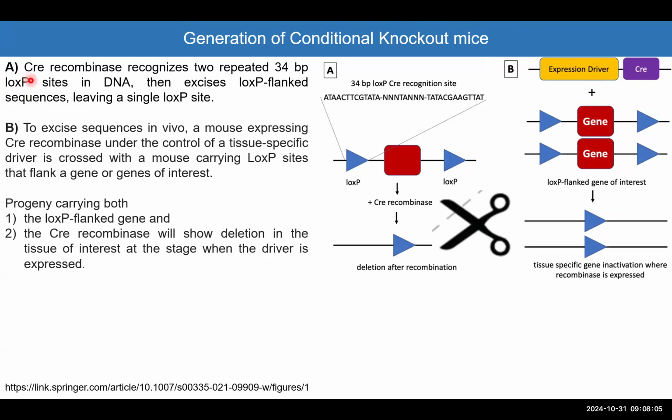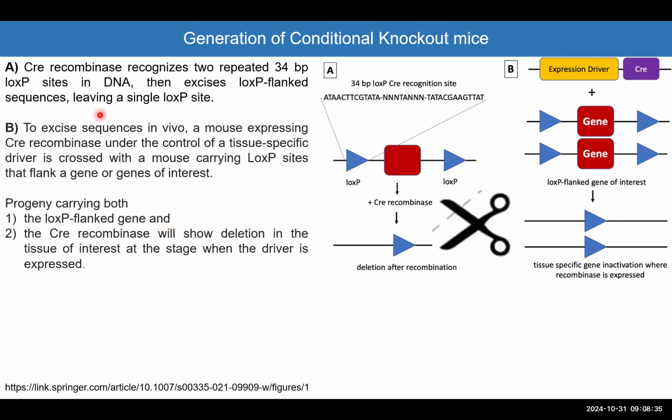So now the Cre recombinase recognizes 2 repeated 34 base pairs. And this is the sequence for the LoxP site. So the end product is that if I have 2 LoxP sites and I then express the protein Cre, which is the Cre recombinase, then I will remove that exon or whatever sequence is in between.